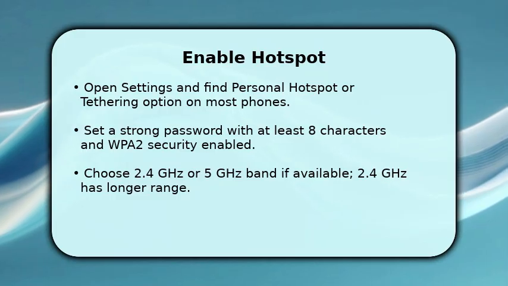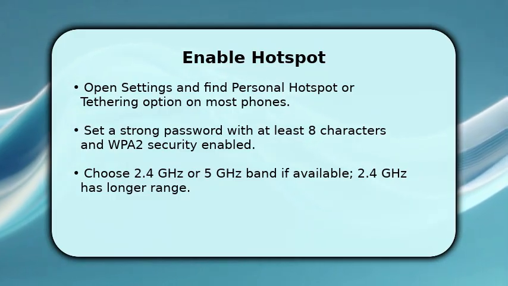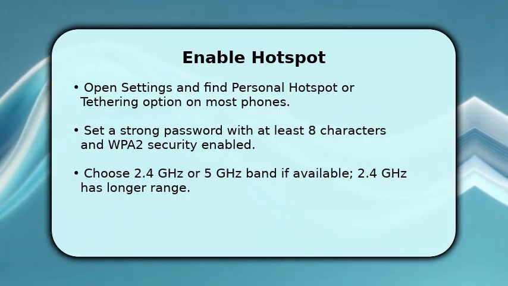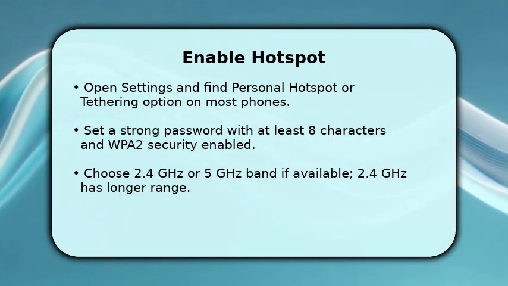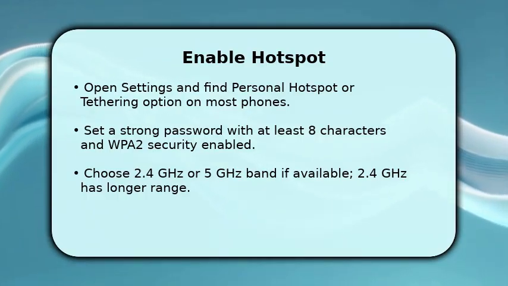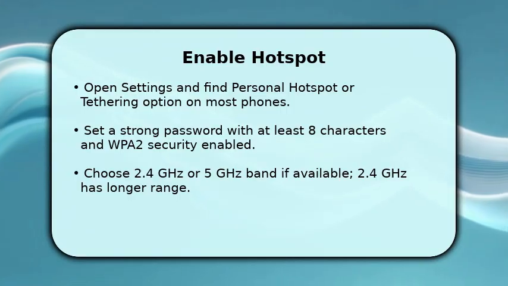Set a strong password with at least 8 characters and WPA2 security enabled. Choose 2.4 GHz or 5 GHz band if available. 2.4 GHz has longer range. Name your hotspot clearly so you can identify it among other networks in the cabin.